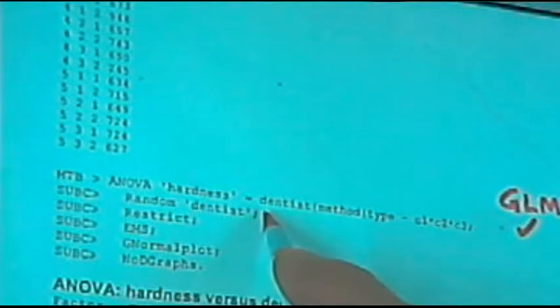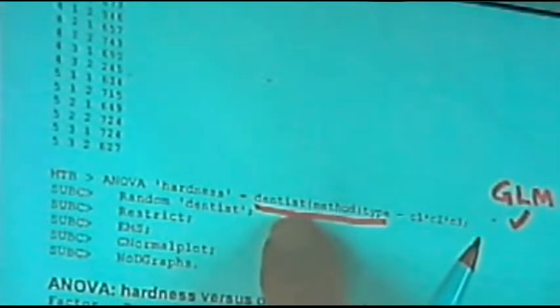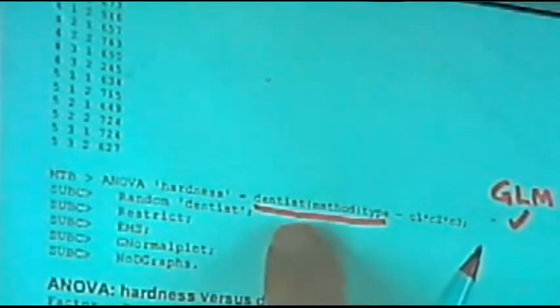So anyway, first of all, there's the response, the hardness. And then the model is here on the right side of the equality sign. And notice that I'm using the vertical bars. The vertical bars are the syntax in Minitab to say, take all the possible combinations, interactions here between 3 factors. So that means take the 3 main effects, take the 2-way interaction between each of the 3 pairs. So there's 3 2-way interactions, and then it also says take the 3-way interaction.